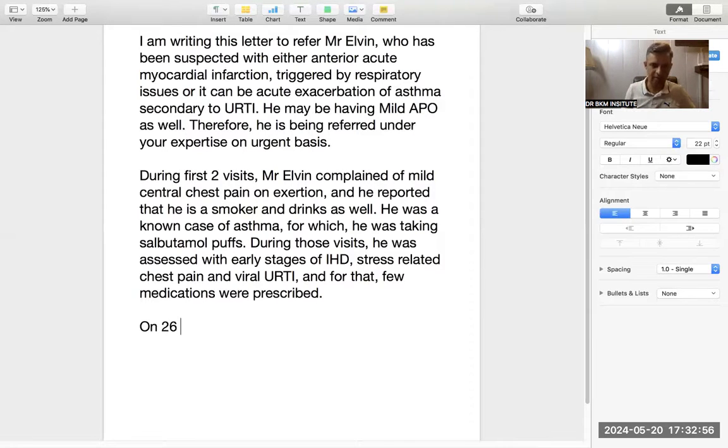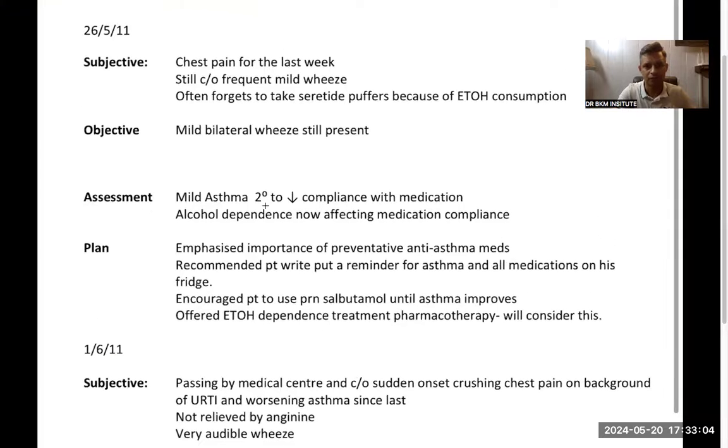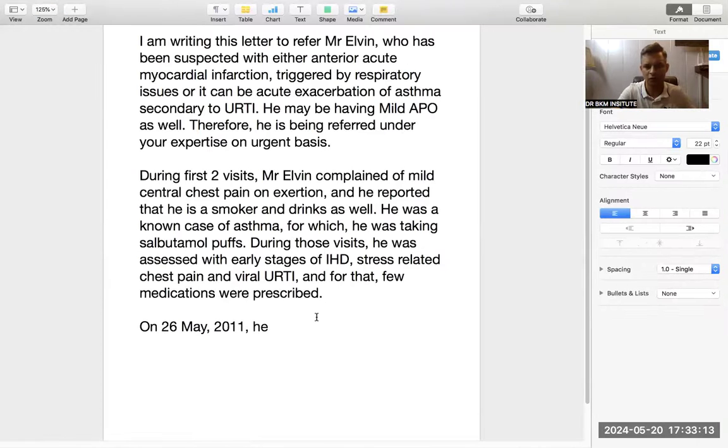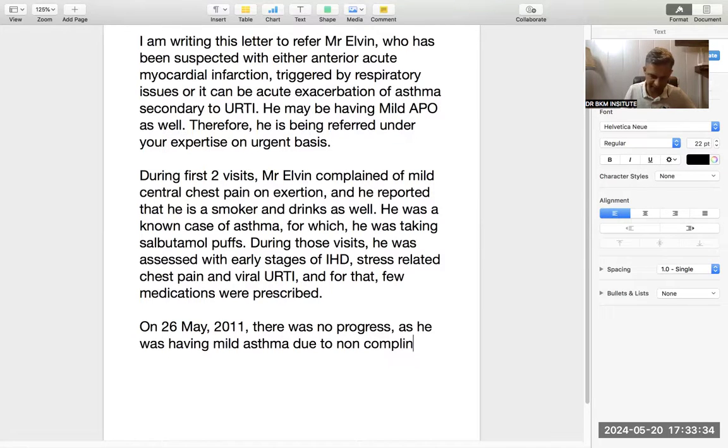On 26 May 2011, he visited with mild bilateral wheeze, pleasant, nothing special, mild asthma. So on 26 May, there was no progress. Now I am adding my common sense. There was no progress as he was having mild asthma due to non-compliance with medication. So that was the main thing.